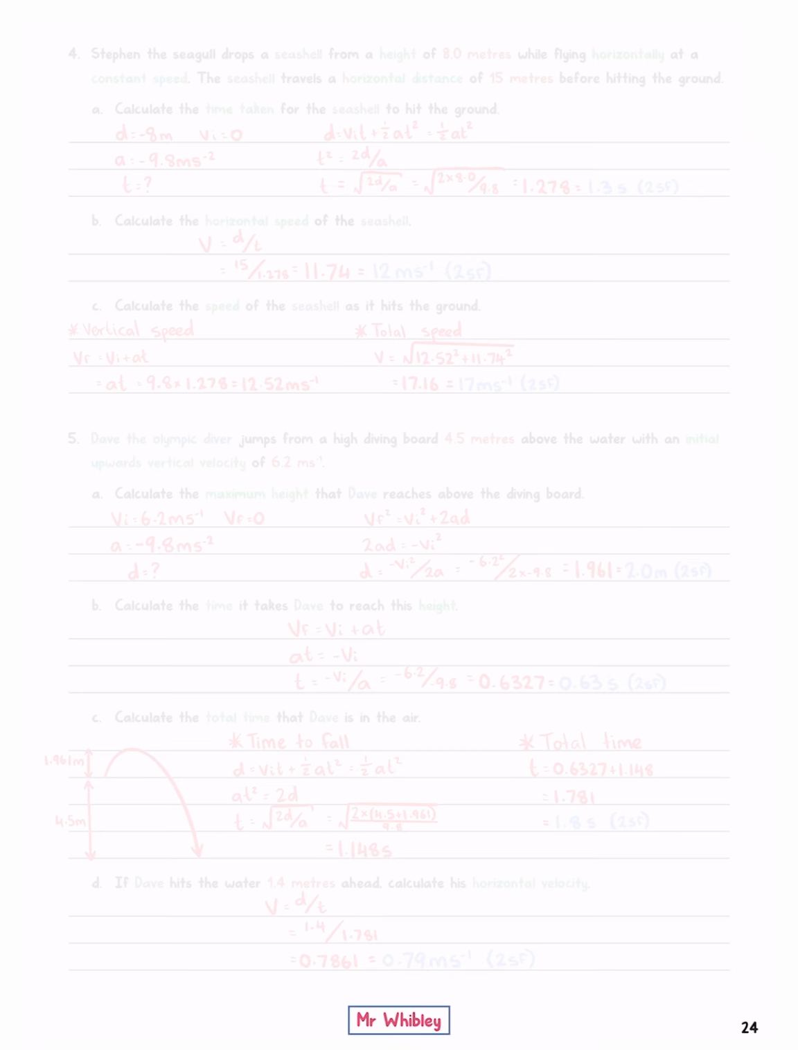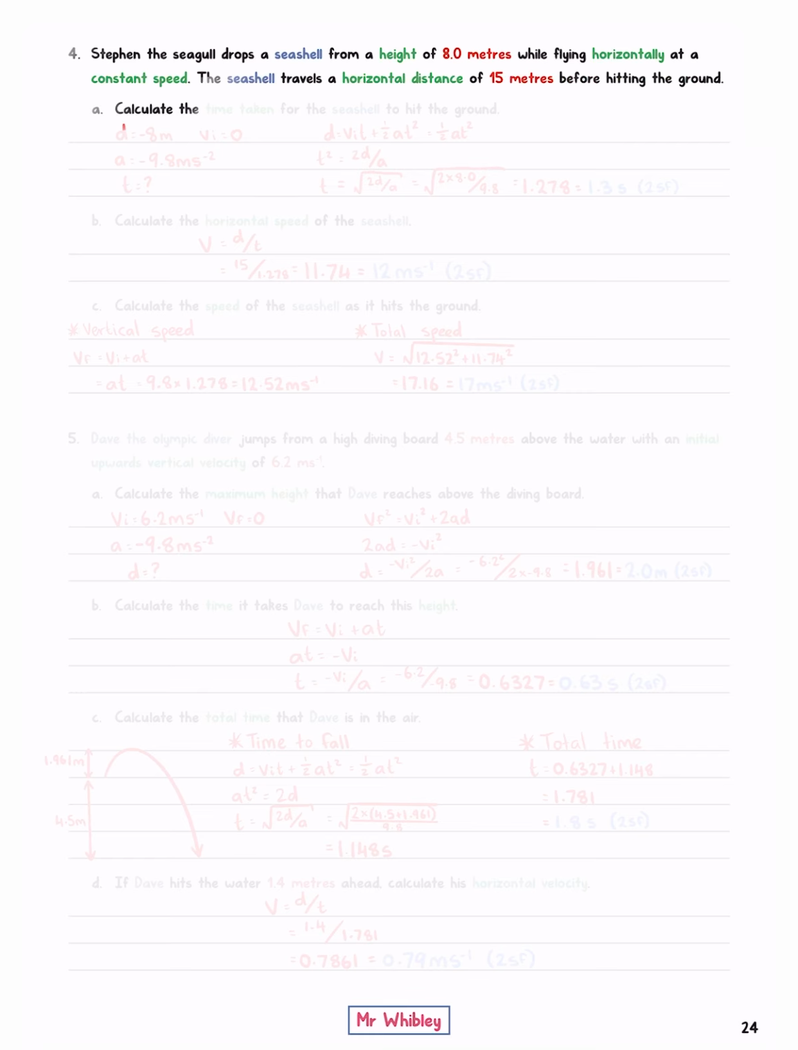Question 4. Stefan the seagull drops a seashell from a height of 8 meters while flying horizontally at a constant speed. The seashell travels a horizontal distance of 15 meters before hitting the ground. Calculate the time taken for the seashell to hit the ground.